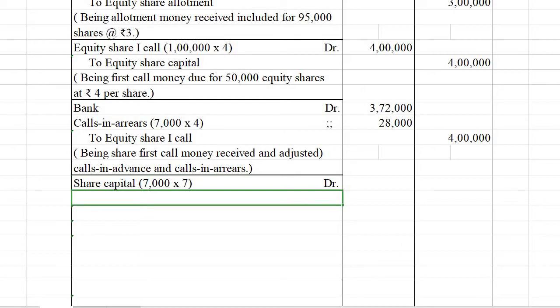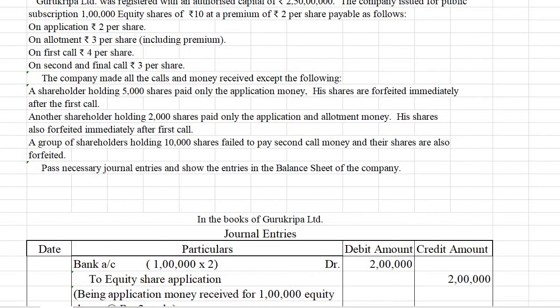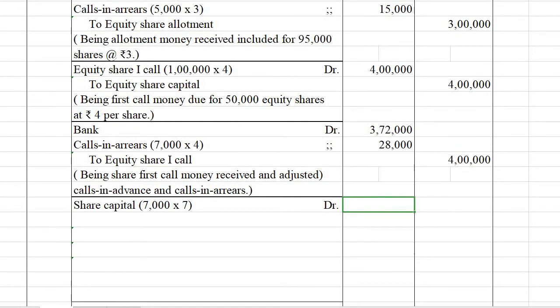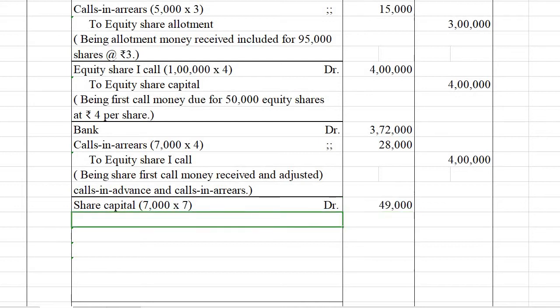Then share capital debit, total 7,000 into 7 rupees only will be considered, because the second call was not made. Before that, we are forfeiting the shares. Before the second call we are forfeiting. So the second call money is 3 rupees. It is given here, second and final call rupees 3 per share. So the remaining 7 rupees only is called. So 7,000 shares are forfeiting, 7,000 into 7, so 49,000.